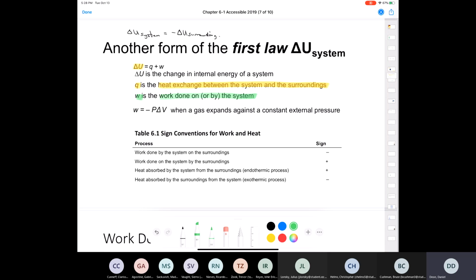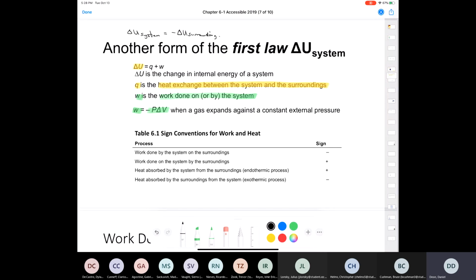And now heat, we just discussed heat, but how would we define work? Well, this is a formula that you need to be aware of: work is equal to the negative of pressure times volume when a gas expands against a constant external pressure.